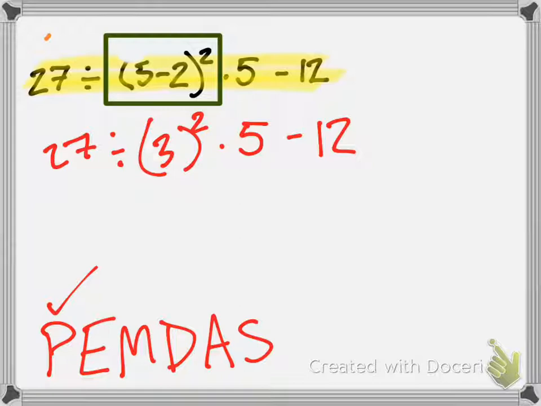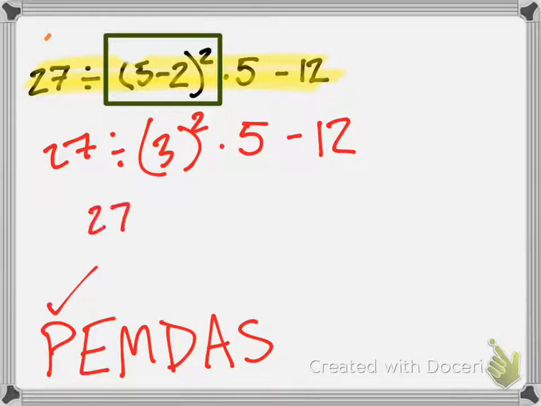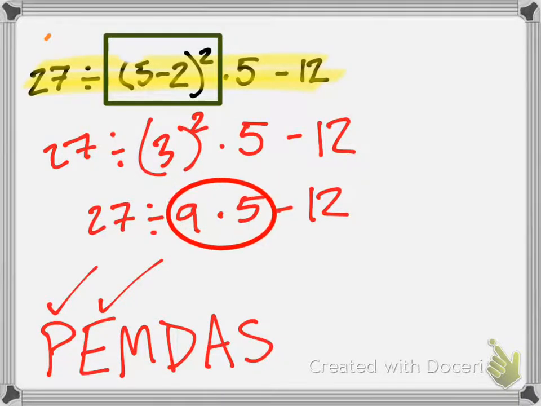Yeah, so we do 3 to the second power, 3 to the power 2, 3 squared, which is 3 times 3. 3 times 3 is 9. So we get this to be now 27 divided by 9 times 5 minus 12. Excellent. Now is it time for multiplication? Because I see the multiplication right here. Do we do that next? Because that's what it says in PEMDAS.